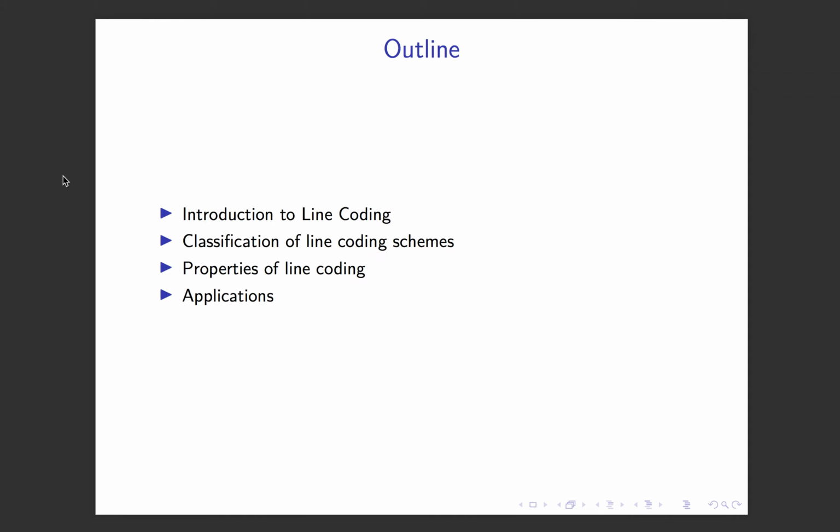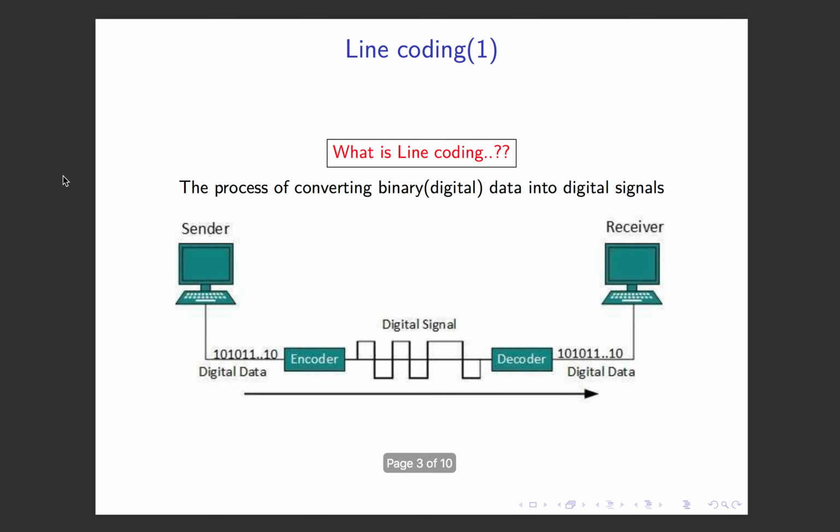So this is the talk outline. First we will understand the basics of line coding and what it deals with, and its formal definition. Then we will go into the section where we talk about the several classifications of line coding schemes, and which line coding schemes we are going to encounter in this course. And then we will talk about the properties of line coding, and we will wrap up the lecture with some applications.